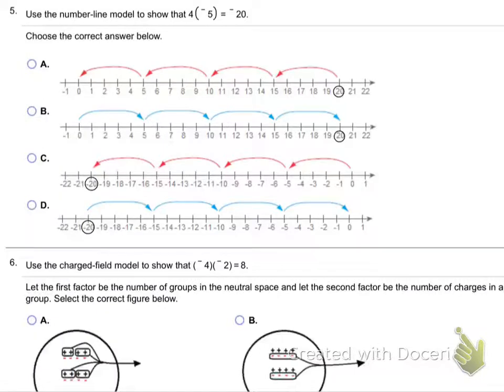Okay, so this says 4 negative 5s. Which one of those has 4 negative 5s? Part C. See how it's going back 5 more, and 5 more. And you might say, well, this one does too. Yeah, but it starts at 20. You're not supposed to start at 20. The answer is negative 20, right? That's the answer to the problem. You're supposed to end at negative 20. Start at 0 and go back 5 4 times. So that's the right answer.